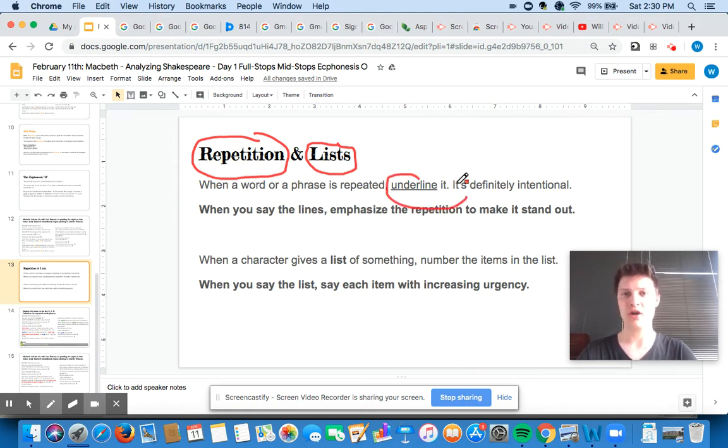So if you see a word or phrase that is repeated a whole bunch of times in a passage, underline it, right? It is definitely intentional. And then the question you have to ask yourself is, why is this word repeated so many times in this passage? What is Shakespeare trying to make me think about?